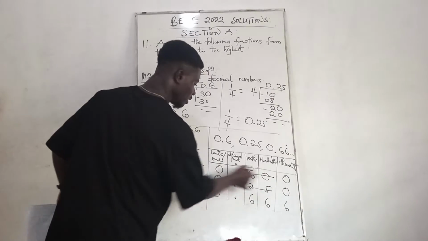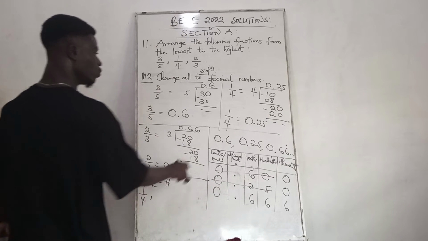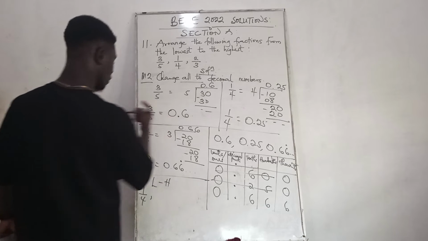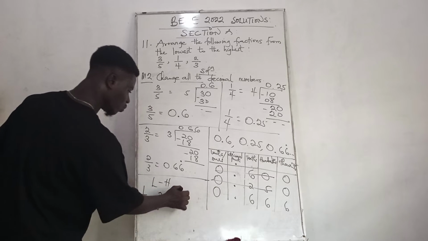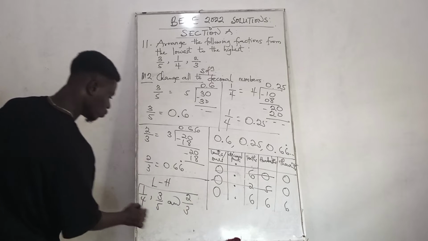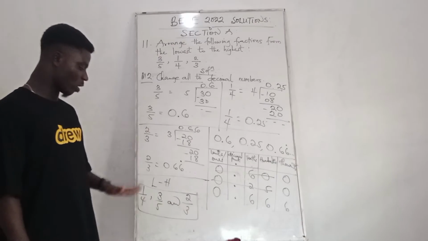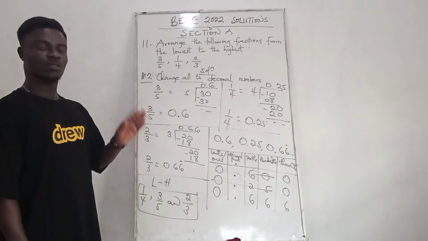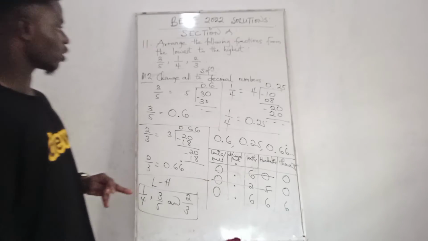So then the smaller decimal number is 0.6, which corresponds to 3/5. And we have our last one, which is 2/3. So therefore, we have 1/4, 3/5, and 2/3, which is very, very simple. So kindly watch it carefully.